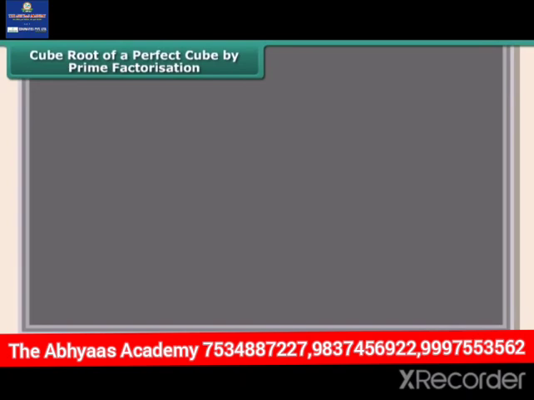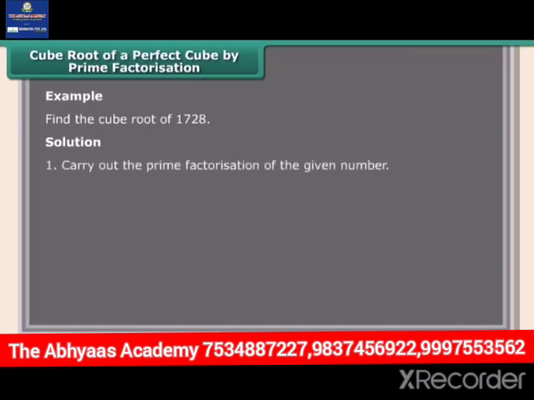Cube root of a perfect cube by prime factorization. Example: find the cube root of 1728. Solution: carry out the prime factorization of the given number. 1728 is equal to 2 × 2 × 2 × 2 × 2 × 2 × 3 × 3 × 3. Make triples of equal factors.